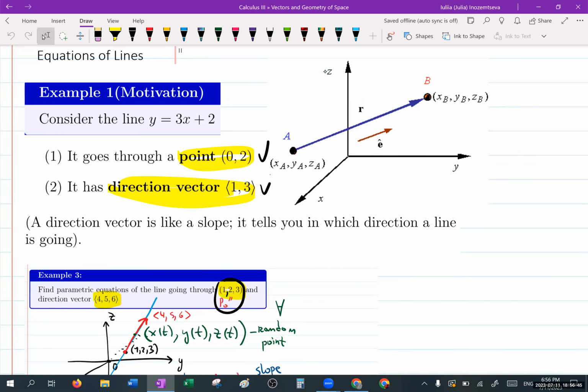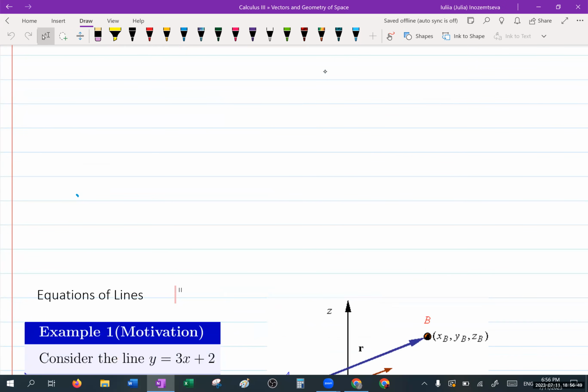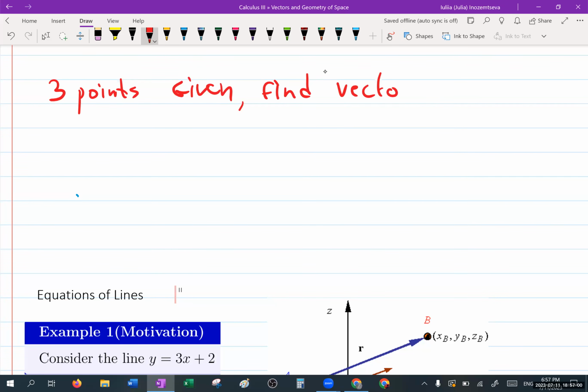So let me check my notes. Before we go to lines, if three points are given, find a vector perpendicular to them, a normal vector. Let me actually just see what I did, a screenshot of your homework problem. That's better.